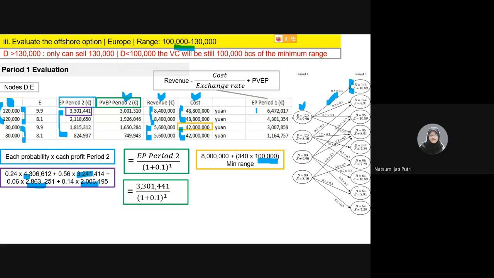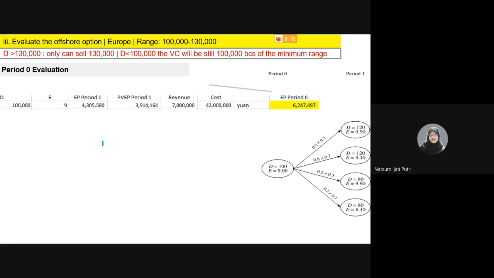So for here, the cost will be divided by the exchange rate in here, and the second row is divided by the exchange rate in here, and the third row is divided by the exchange rate in here, and for the last row the cost will be divided by 8.1. Next, for the last period, or the period 0 evaluation, the notes here, just move it to 109.